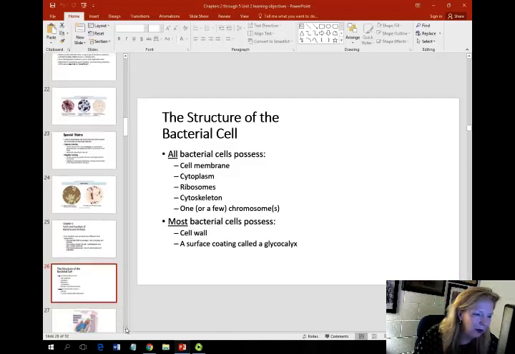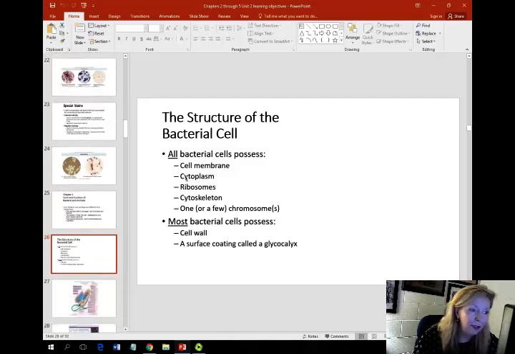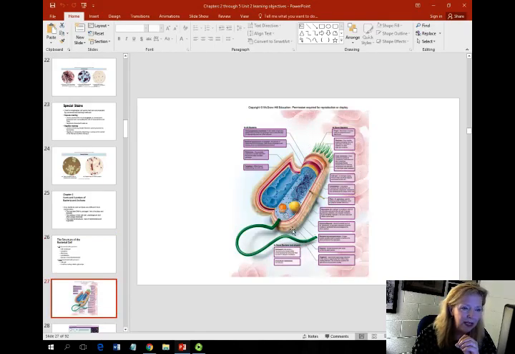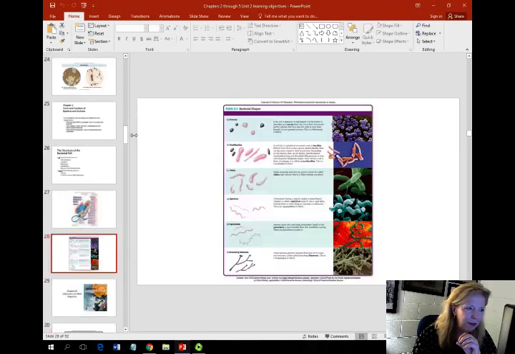I'm getting a little bit off on a tangent, but I'm going to come back here. Make sure you know the basics of bacterial cells and what they possess. There are no organelles, no organized structures inside the cell with a very specialized function, though. That's just something to keep in mind.